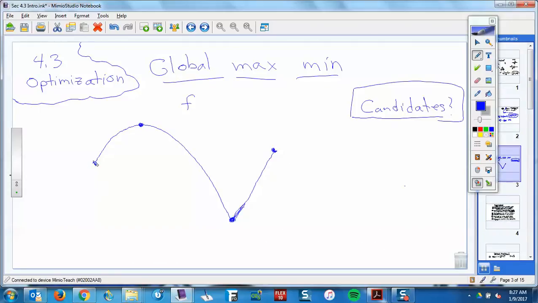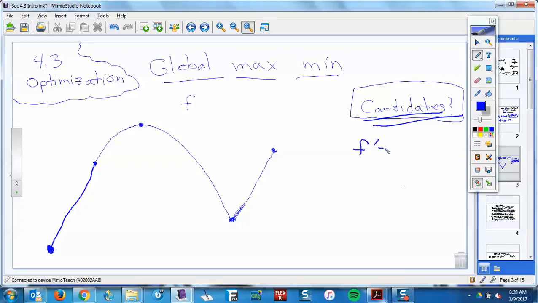I could change this function just a little bit and make the endpoint be down here. Now where's the middle? At the endpoint, right? So do you remember in chapter 2 when we had our list of candidates? And we said, where do you look for a global max and min?